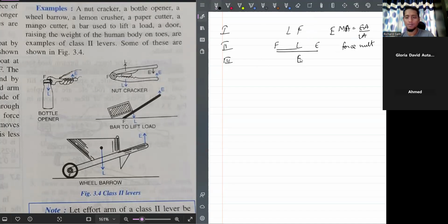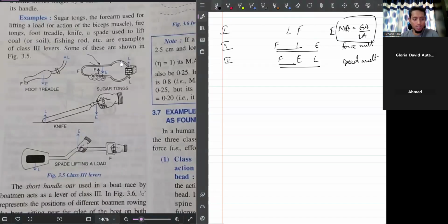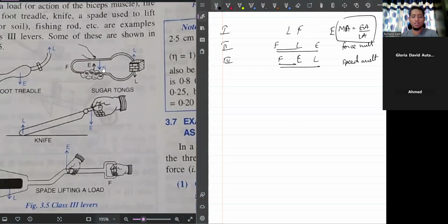Okay, and the last example, effort arm is short and load arm is big. So load arm is bigger. That is a speed multiplier. Example, sugar tongs, knife, speed lifting a load. This is the foot pedal of a car. So all of these examples, they are more of convenience. Your aim is not to multiply speed. It is just convenience. For example, sugar tongs or tongs to turn papad while frying.